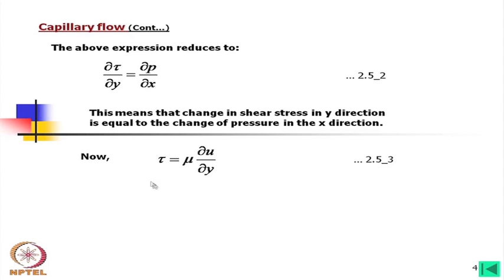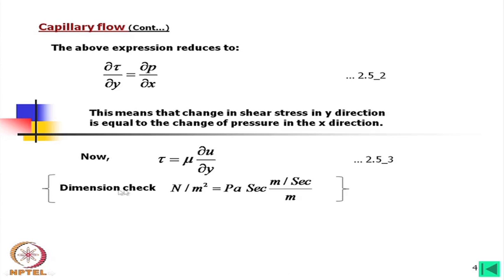Now, this is again from the theory of shear stress in fluid. The shear stress is given by mu del u by del y, where mu is known to us, which is the dynamic viscosity. If we check the dimension, this is Newton per meter square, Pascals. So, mu is given in Pascal seconds and this is meter per second by meter. So, this is Pascals, meaning Newton per meter square.